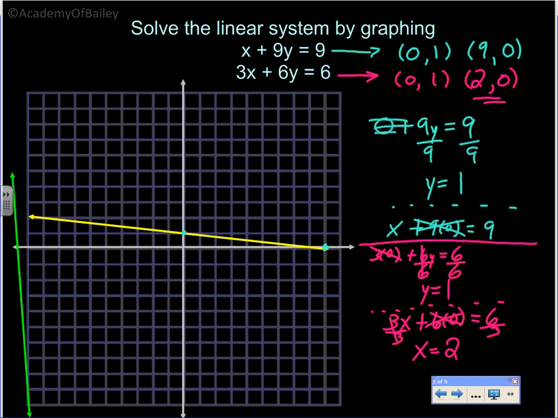And we have our intersection points, or I'm sorry, we have our intercepts, x and y intercept. 0, 1, and the other one is 2, 0.